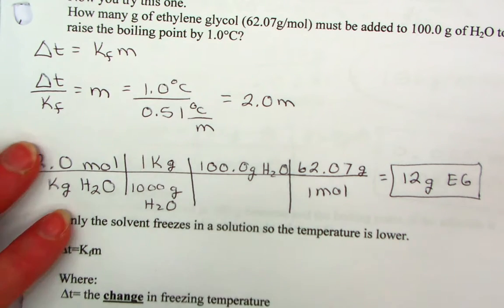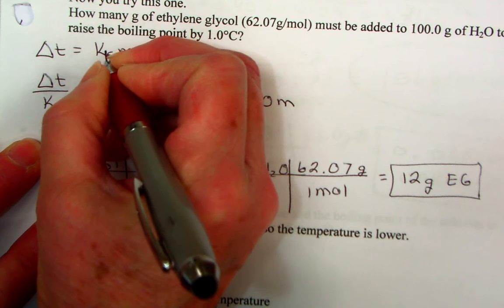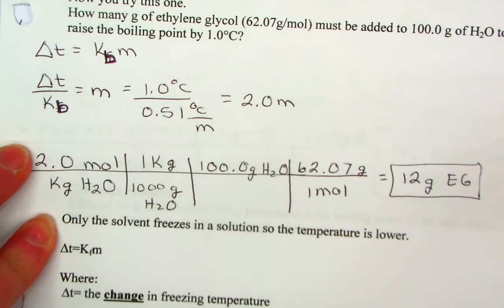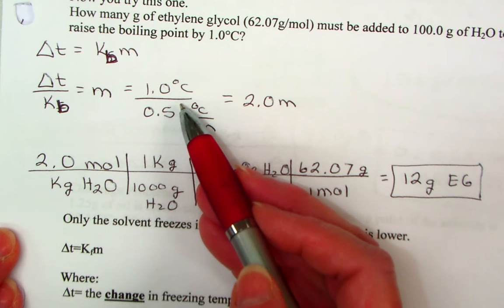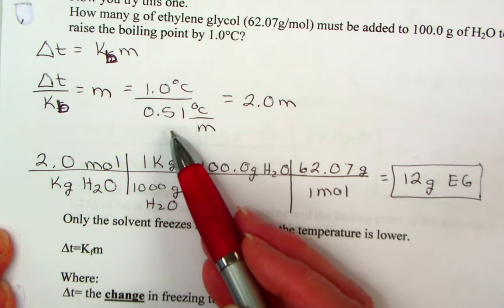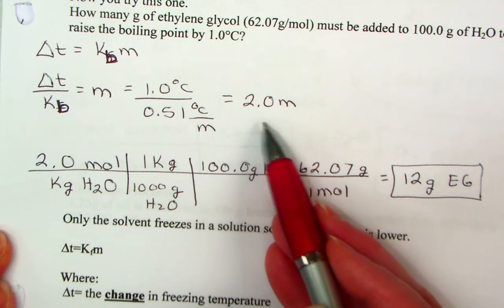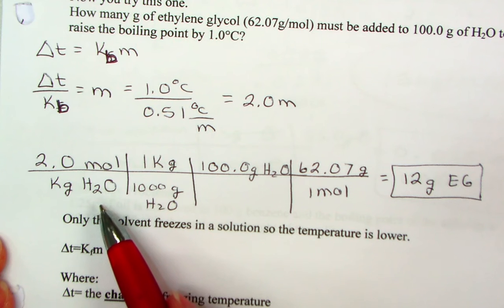Delta T is K sub F times the molality. Actually, that should be K sub B, not K sub F. So now delta T divided by K sub B is equal to m. So we take the desired change in temperature, 1 degree Celsius, divide by K sub B, and that tells us we have 2.0 molal. That means 2.0 moles per kilogram of water.